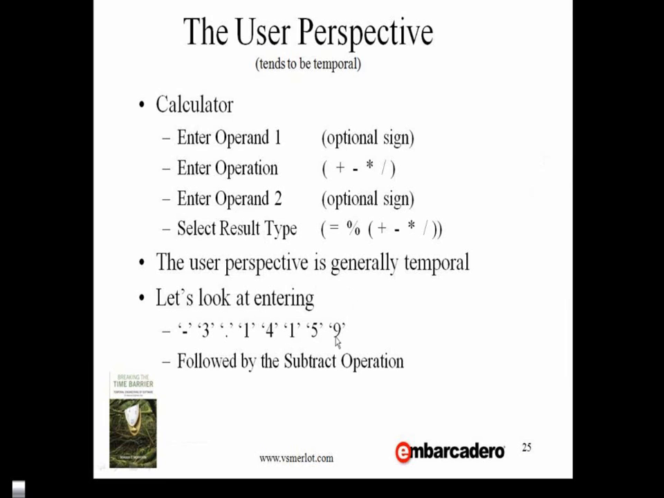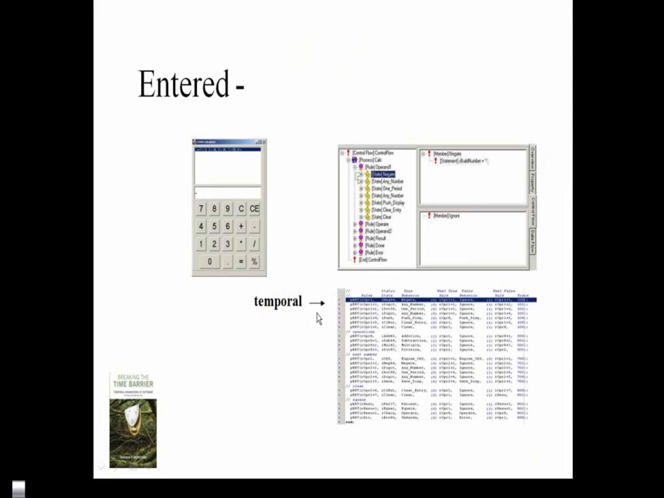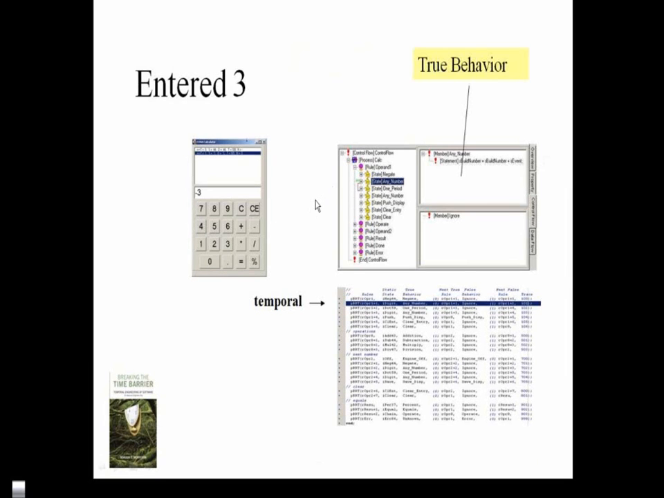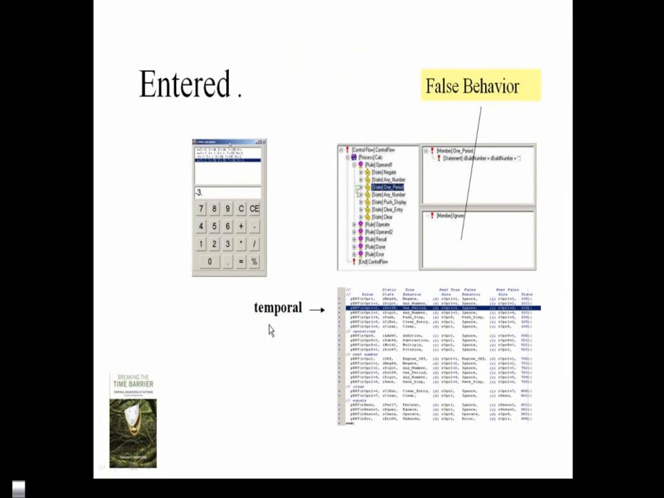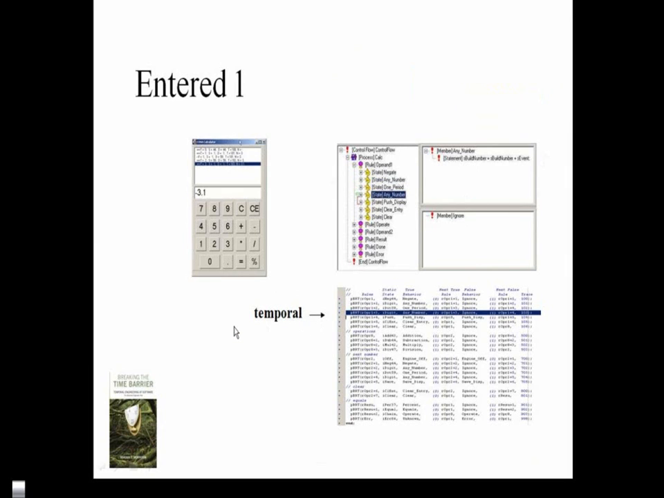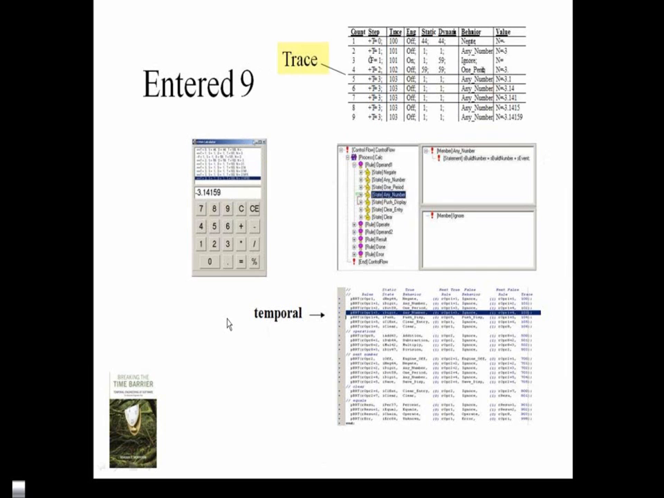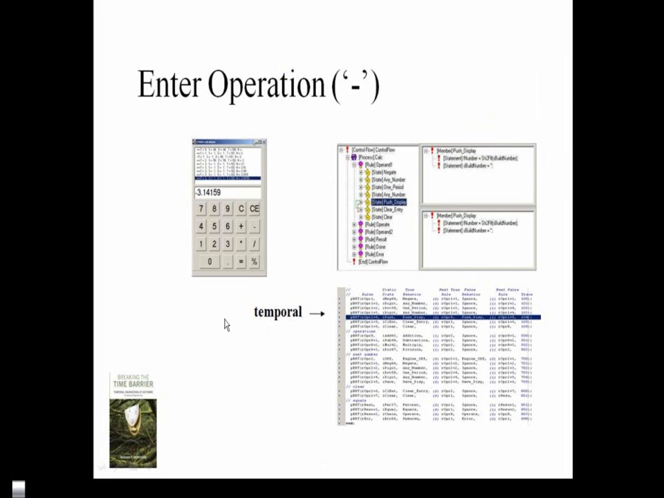Let's look at entering -pi followed by a subtraction operation. This next series of slides shows an animation entering in the first operand up to the operator. So here's the time pointer. Entered in, shows up in the actual application. And this is a little model, and it shows the 3 being entered in. The temporal has transitioned. The dot has been entered. The 1 has been entered. It's going to iterate here now and let the 4, 1, 5, 9 come in. And then the operator has been entered.